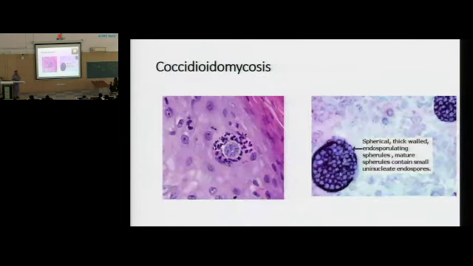Another is coccidioidomycosis. It is again a fungal infection, and they will have spherical structures. These spherules will have endospores. This is a higher magnification. You can see one big spherule, and that big spherule has these small round structures, which we call endospores.